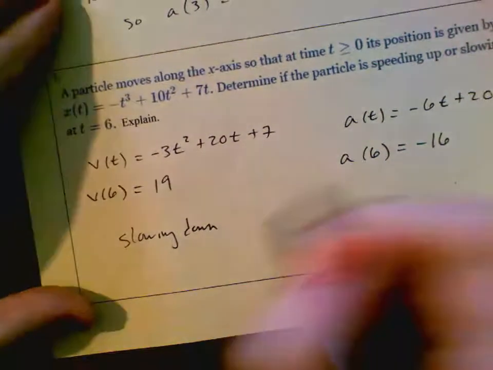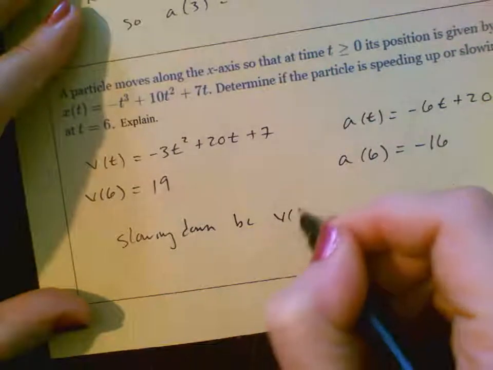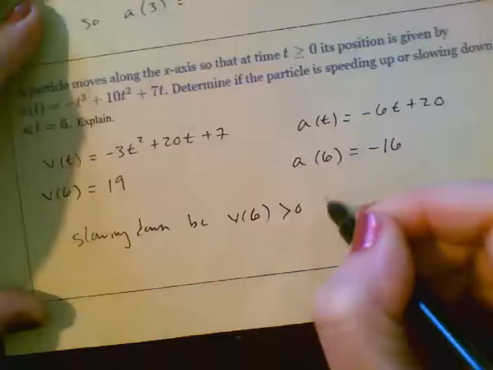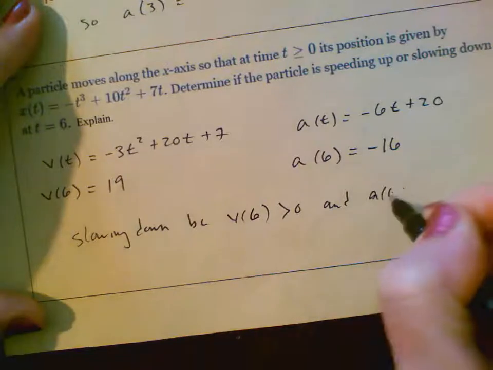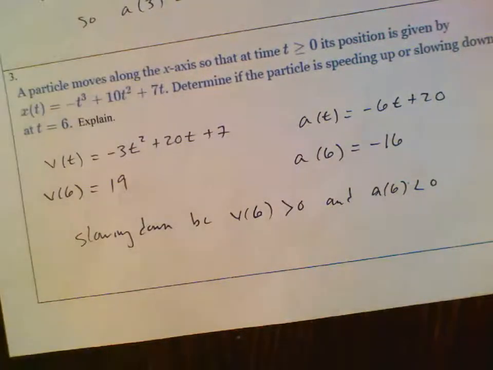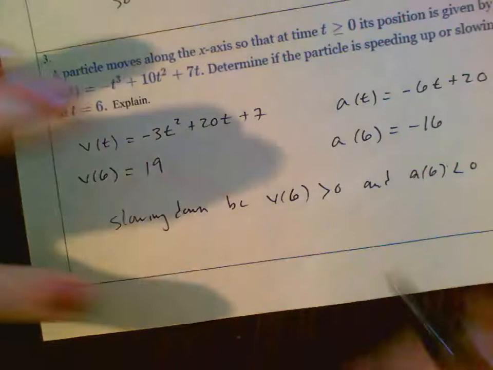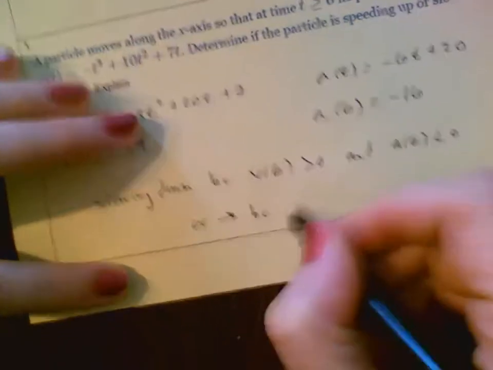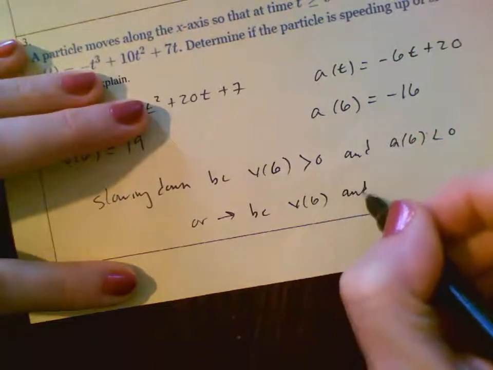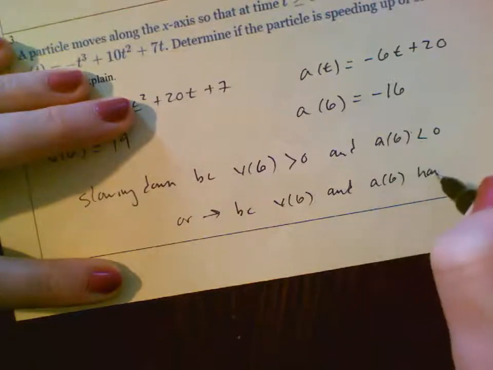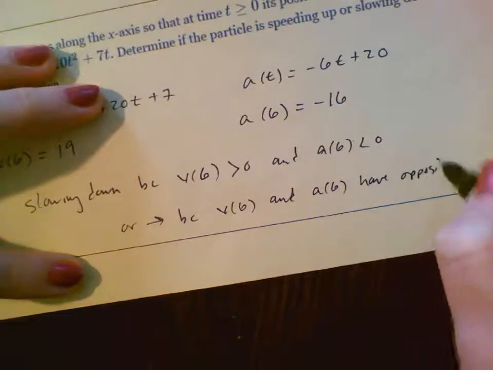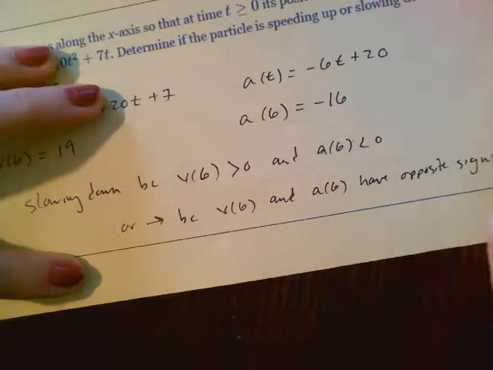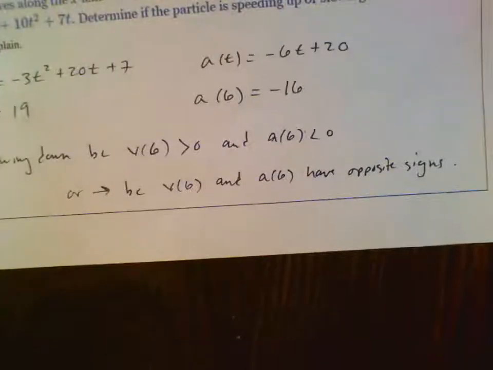slowing down. I'm going to say it like this: because v of 6 is greater than 0 and a of 6 is less than 0. But on Delta Math, they're going to guide you through an explanation. I think their explanation would be because v of 6 and a of 6 have opposite signs. I think Delta Math will guide you more toward that.